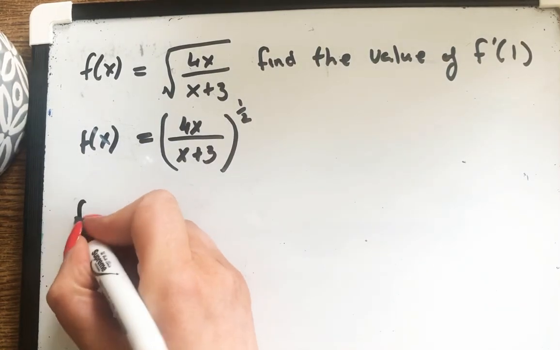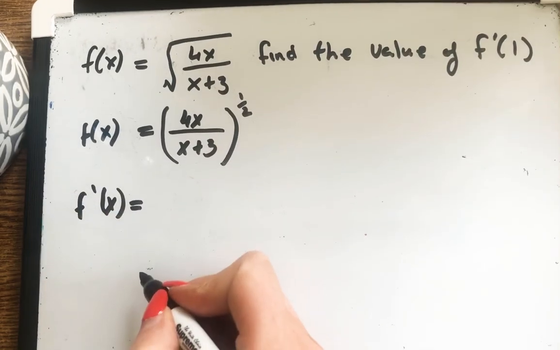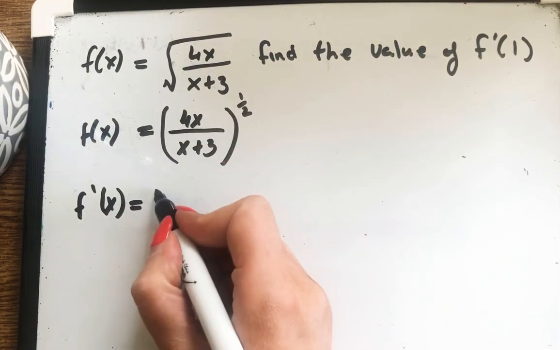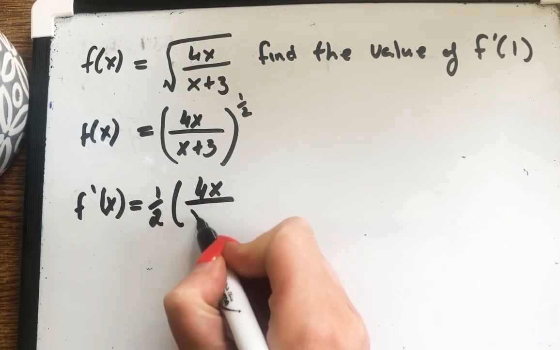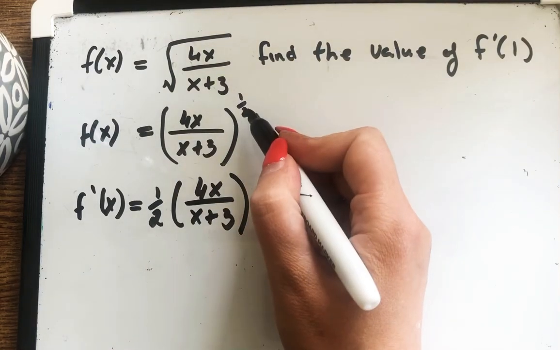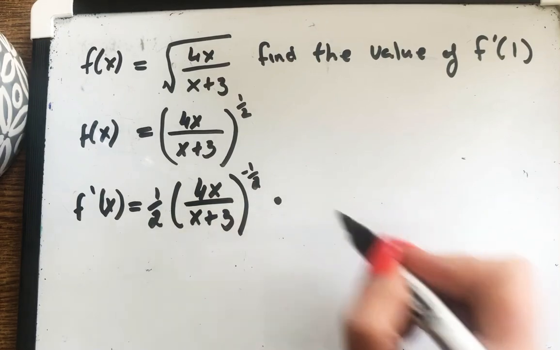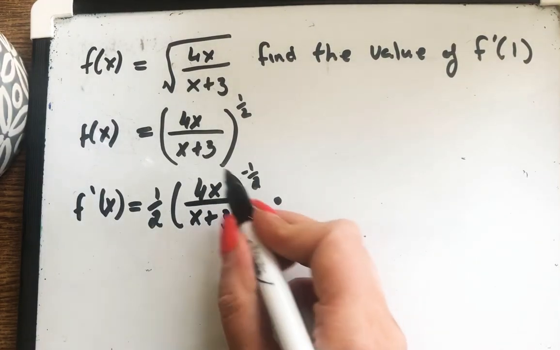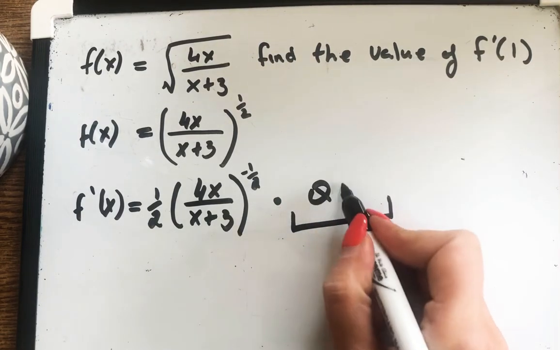Now we're going to use the notation f dashed of x to represent that we are differentiating our function. So bring down our half in front. There's our half. Then we leave our function as it is. We reduce our power by 1, which brings us down to -1/2. And then we have to differentiate the bracket, and you can see here that this part is the quotient rule.